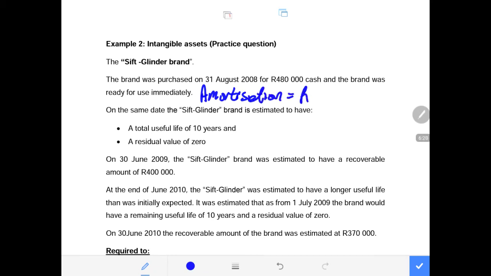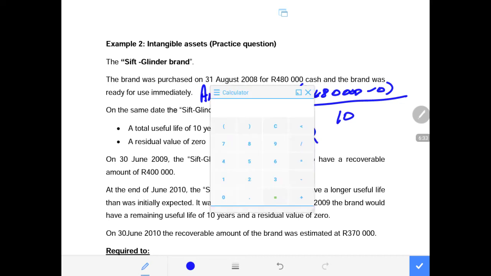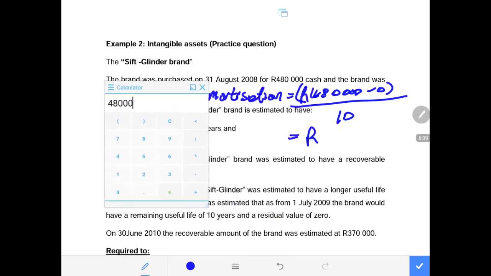Amortization will be the cost of the asset of 480,000 rands minus residual value of 0 divided by 10 years. This will give me amortization for the full year. 480,000 rands divided by 10 gives me 48,000.